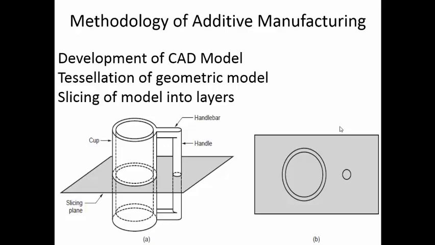So the first step involves the creation of the component which needs to be produced. In this figure you can see we want to create a cup which is having a handle. Then we have to do the tessellation of the geometric model, which means it is similar to meshing of the geometric model or creating it into triangles so that it can be read by the software for creating the program for manufacture.